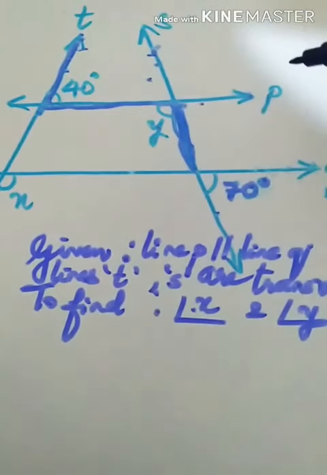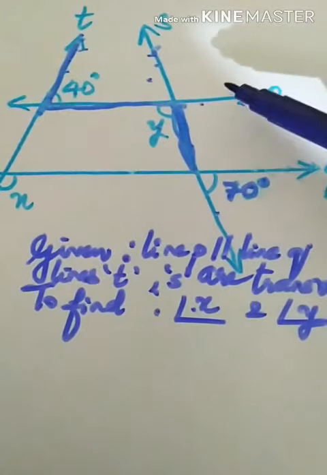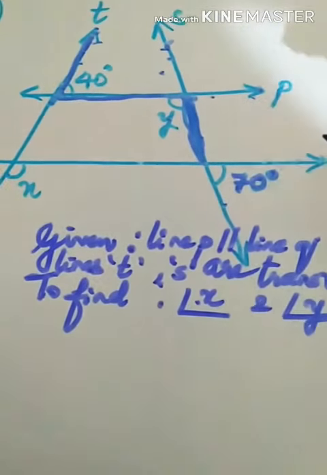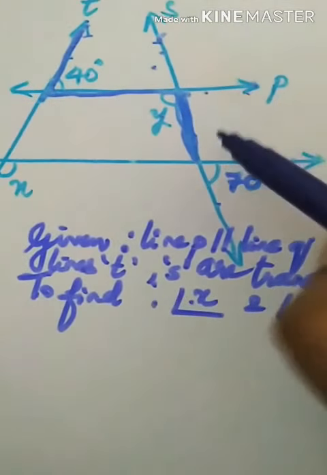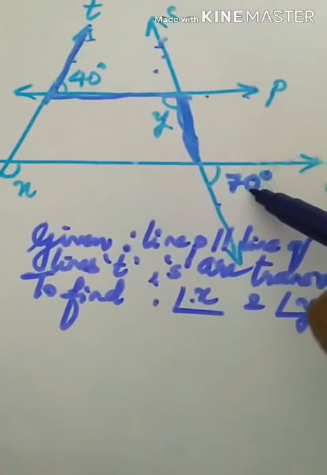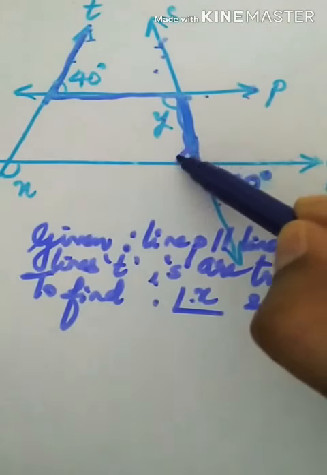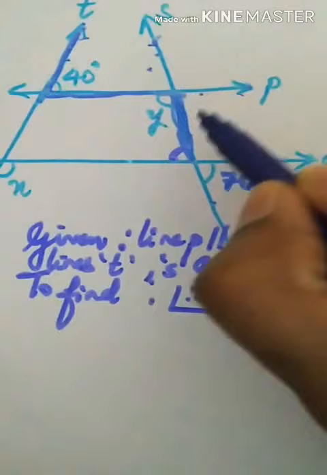So how will you solve this sum? We will consider these two lines which are parallel. So let me begin. What I see here is, now suppose, if this is 70, then the opposite angle will also be 70. That is, this angle will also be 70.